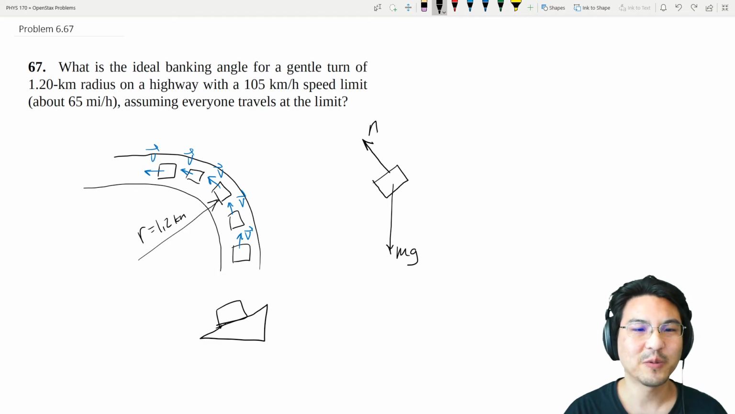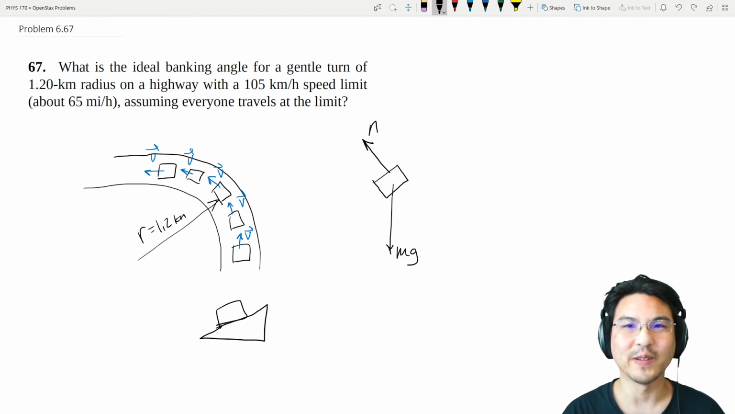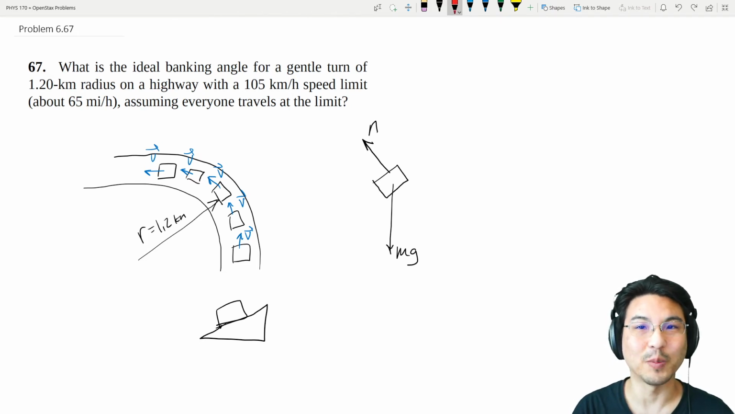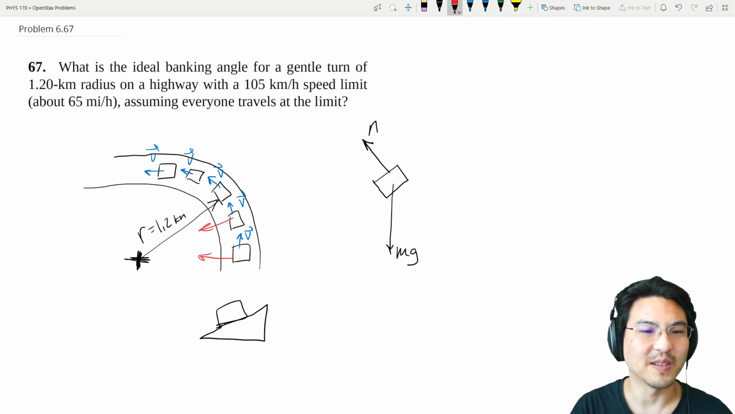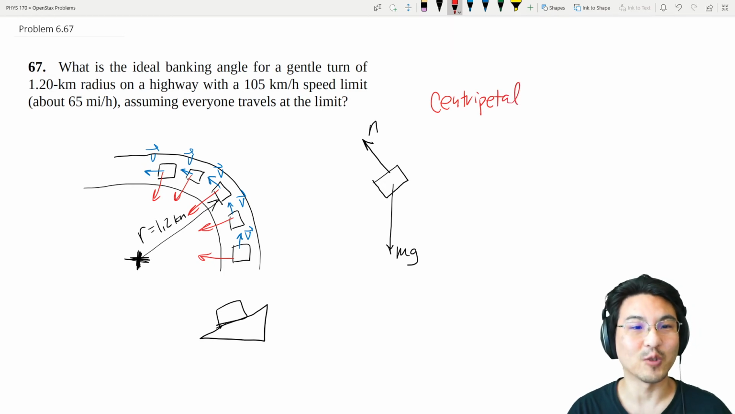Okay. Which way is the car accelerating? If the magnitude of the velocity is the same, there's no acceleration into the page here. But the direction of the velocity is changing, so there's definitely acceleration. And that acceleration is centripetal. Like if this is the center of the circle, then the acceleration is pointing toward the center of the circle, which means centripetal. Right, so the acceleration is centripetal.